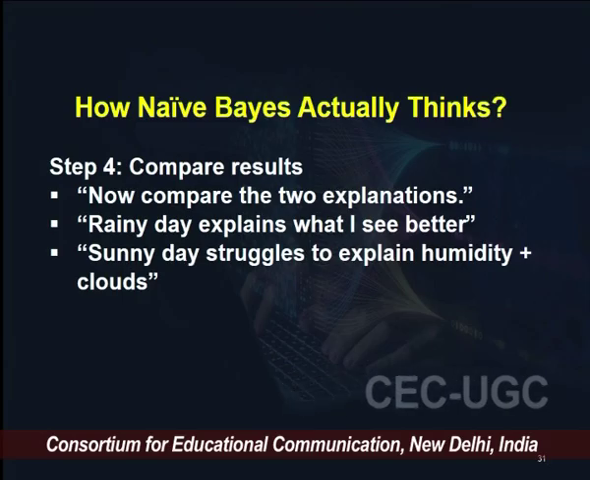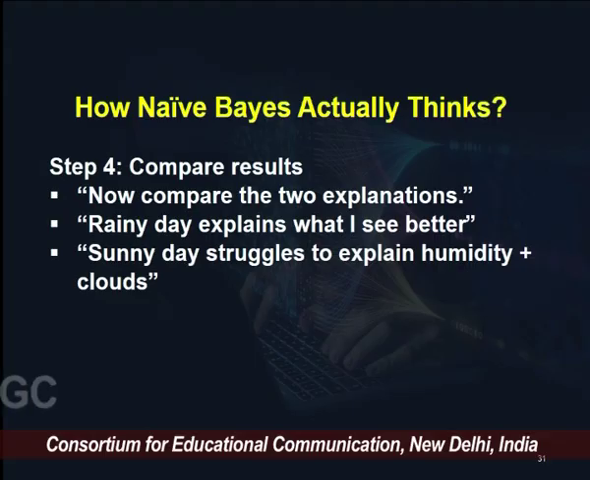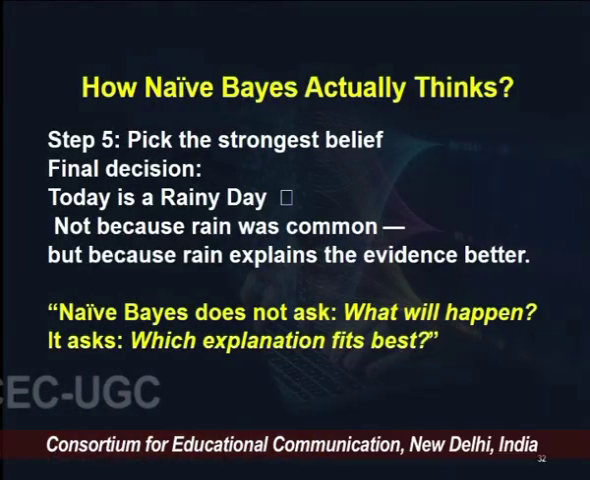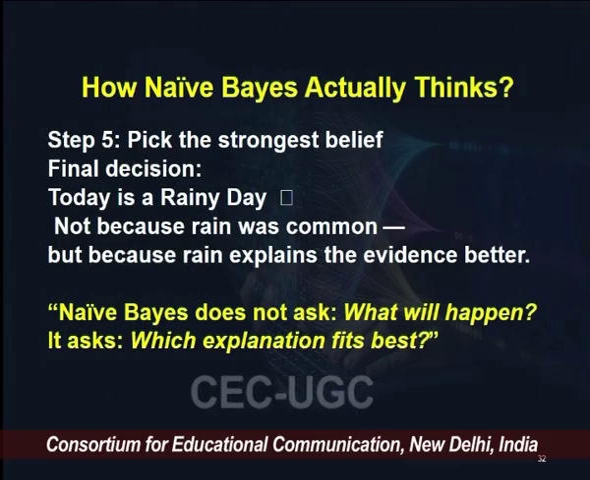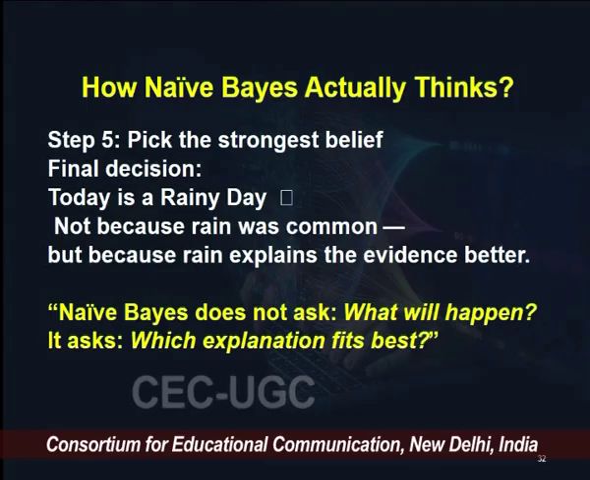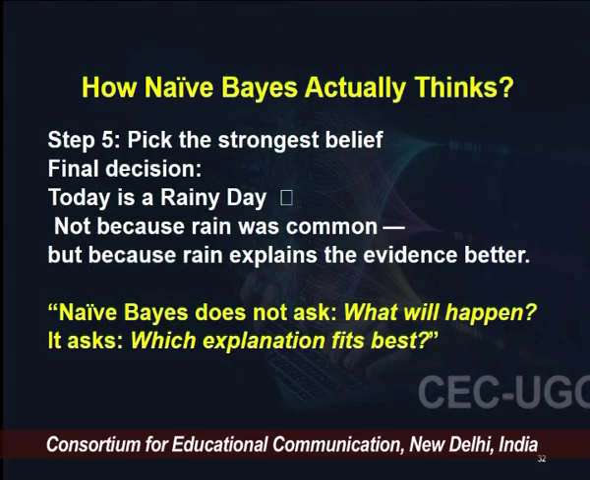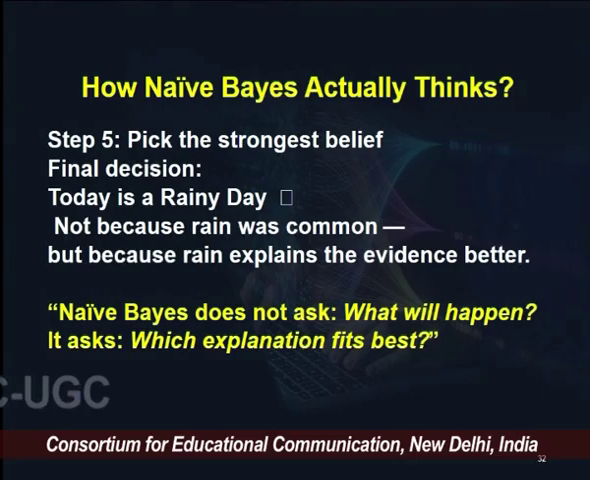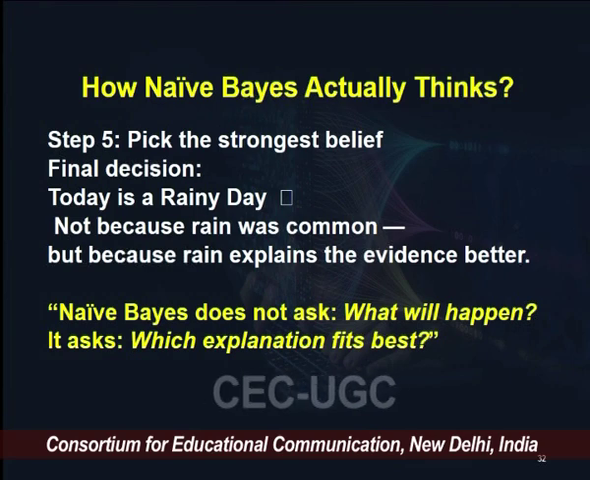What could be step 4? In step 4, we simply compare the results. We compare the two explanations that we gave. The rainy explanation explains what I see better, while the sunny explanation struggles to explain the humidity and the clouds. And as step 5, we pick the strongest belief. The final decision is that today is a rainy day, not because rain was common, but because rain explains the evidence better. So, if we sum up, naive Bayes does not ask what will happen, rather it asks which explanation fits better or best.